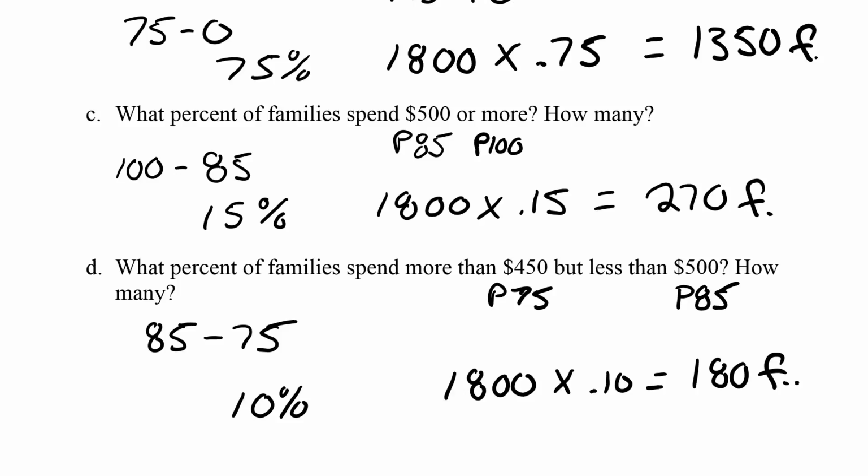So we've looked at 4 questions that are asking information in different ways, but again, the process is the same. Get your p-values for your 2 numbers, get the percentage, and times it by the population. We can go into our workbook now. We can do questions 1, 2, 3, and 4.